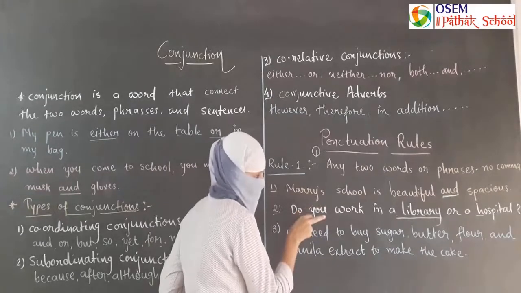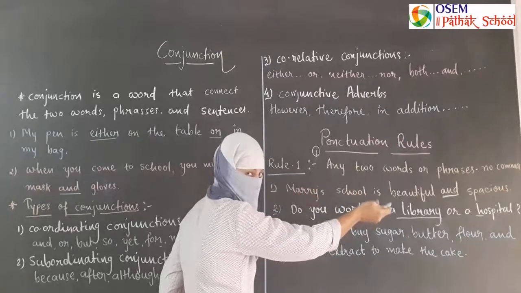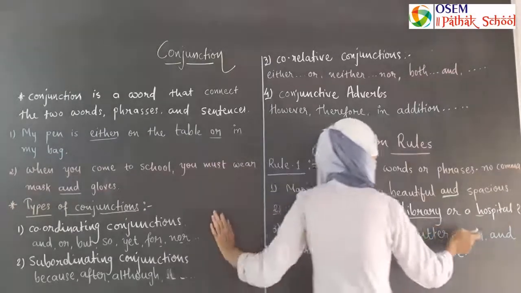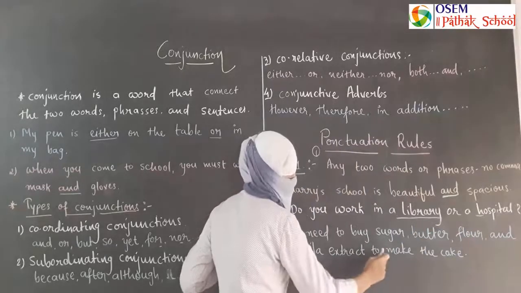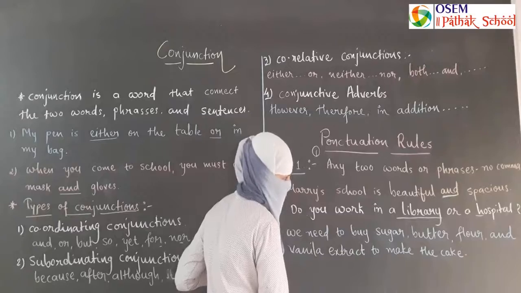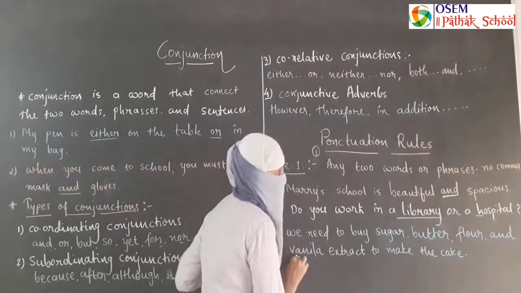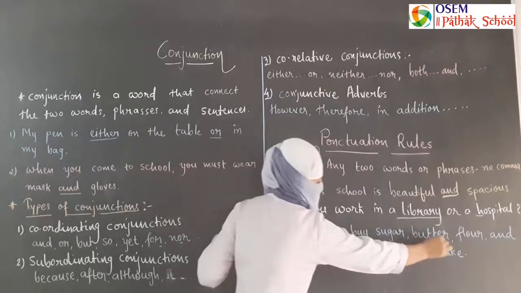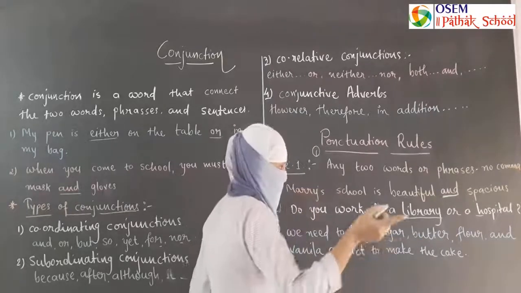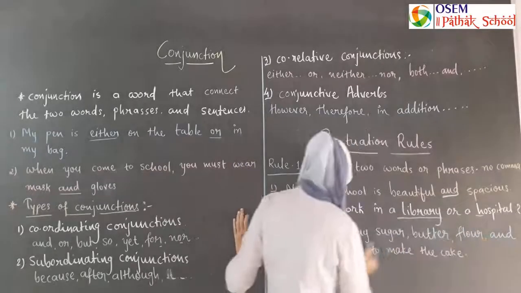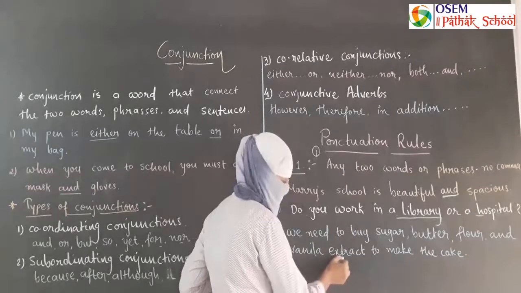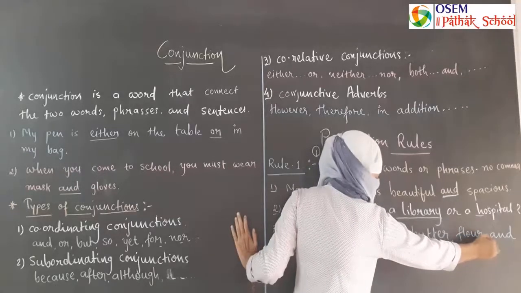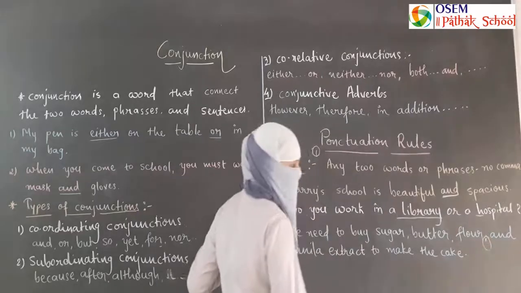But if you have more than two words, at that time a comma is necessary. Like, we need to buy sugar, butter, flour, and vanilla extract to make the cake. Students, here we make mistakes. Whenever we have more than two words, we have to put a comma after each word, and most important is that when your last word is vanilla extract and you put and, before and you have to put a comma also. Here we make mistakes in the exam.